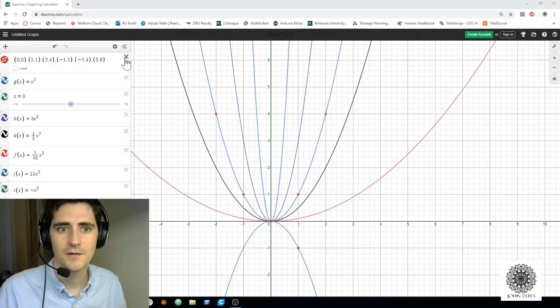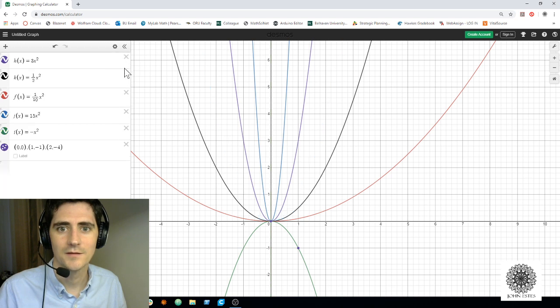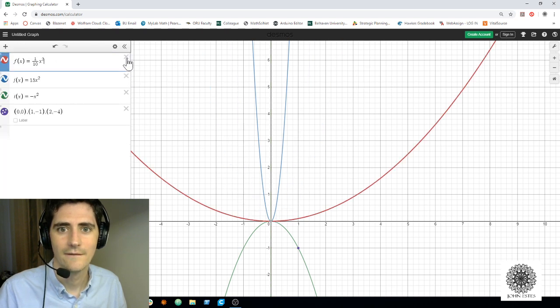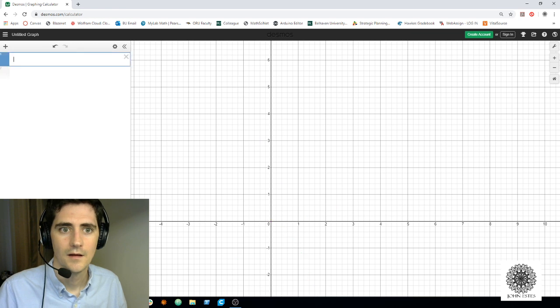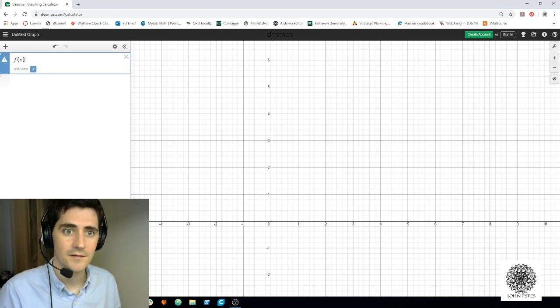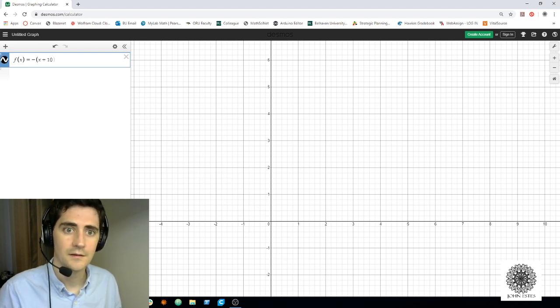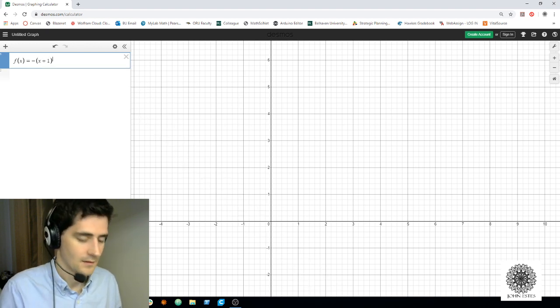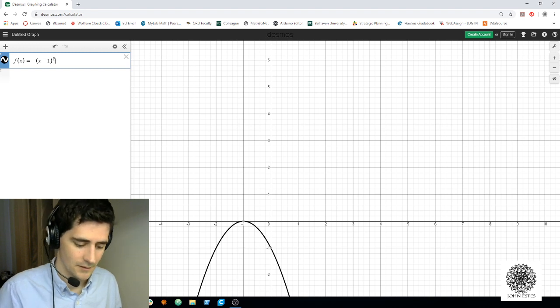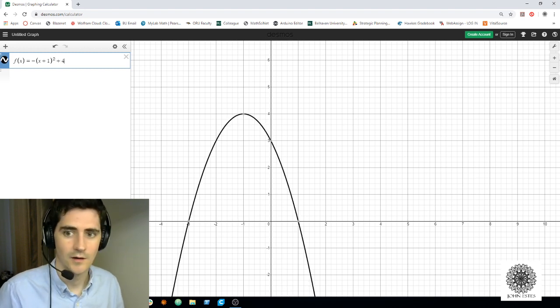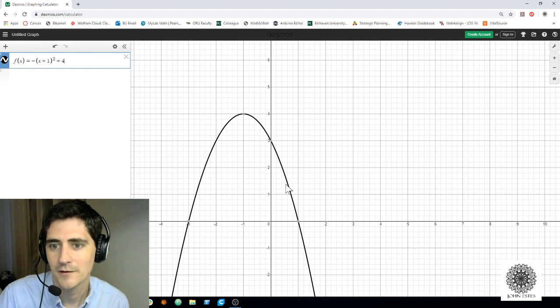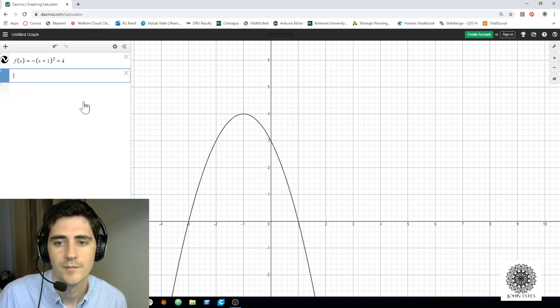All right, so let's clear off some of this stuff. We have a lot of functions here. And our function was f of x equals negative x plus 1 quantity squared plus 4. And this black graph is our graph.